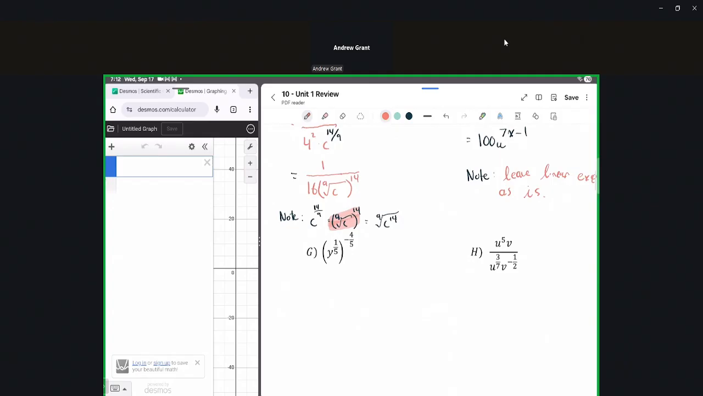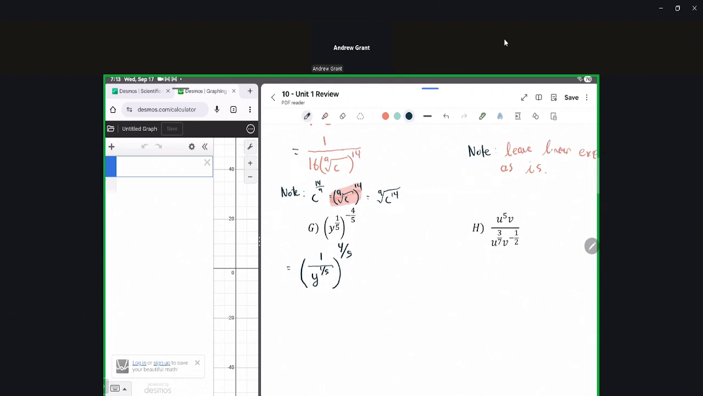Letter G, we have y to the power of 1 over 5, all to the power of negative 4. So here, I would actually just say we should just apply the negative first. We've been pretty consistent about that this whole time. So we'll go ahead and do that. So this will become 1 over y to the power of 1/5, all to the power of 4/5. Okay, because you want to take the reciprocal.